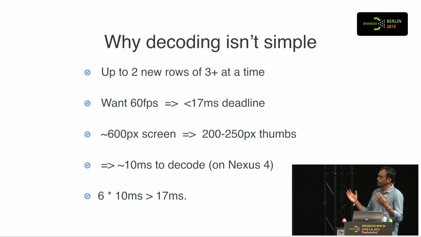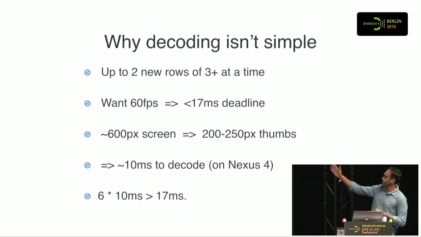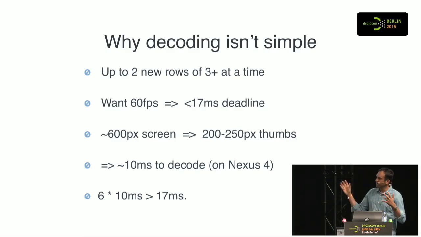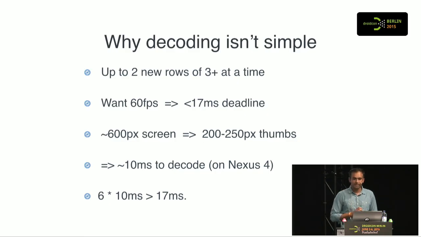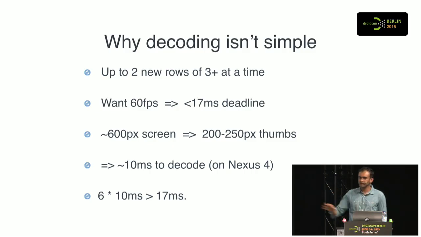For a typical screen size, which is about 600 dp wide, 3 thumbs across is about 200 to 250 pixels per thumbnail, which takes about 10 milliseconds per thumbnail to decode on a typical Nexus 4 class of device. I say Nexus 4 because you want to make sure your app behaves well even on slightly older devices. If you do the math, 6 new thumbnails at 10 milliseconds each is way more than 17 milliseconds.